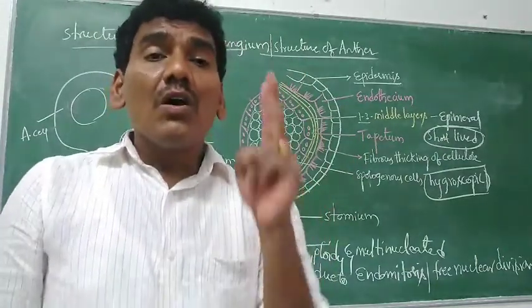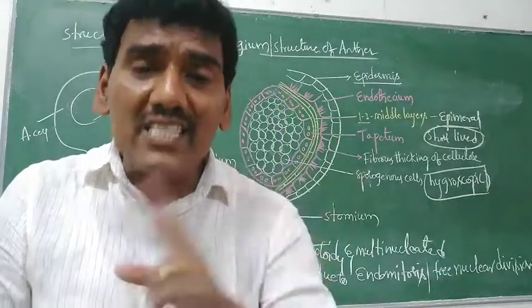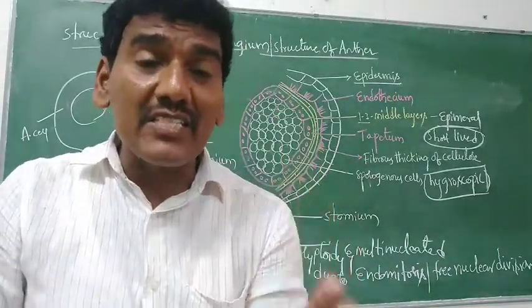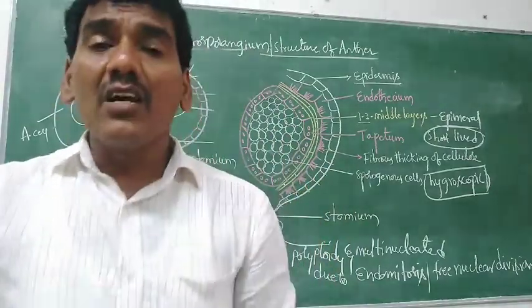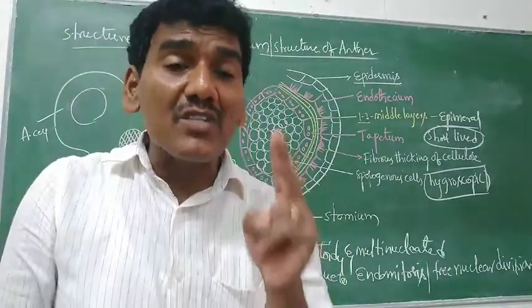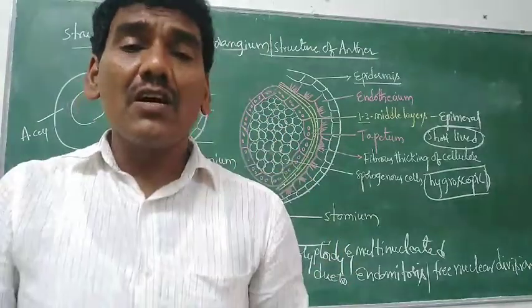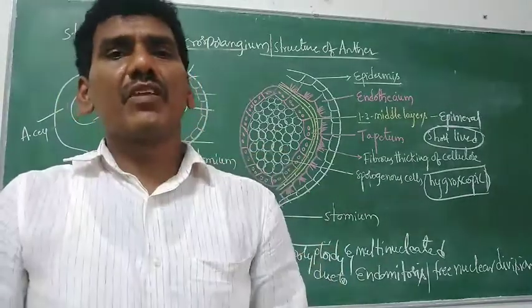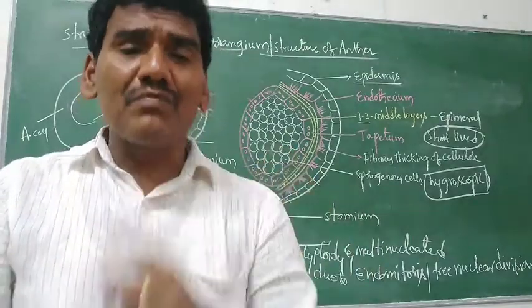How do more nuclei develop inside the tapetal cells? Because karyokinesis occurs but is not followed by cytokinesis. This type of division is also known as endomitosis division or free nuclear division. Next one. What are the main important functions of the tapetum?